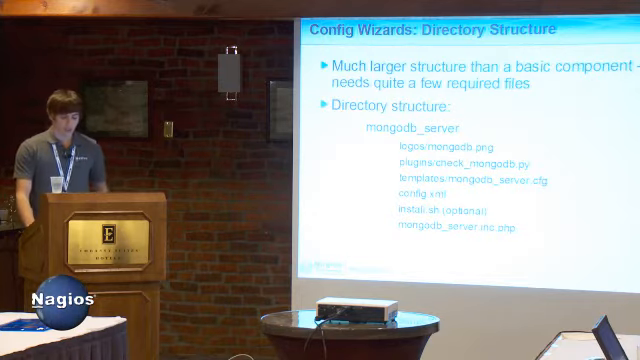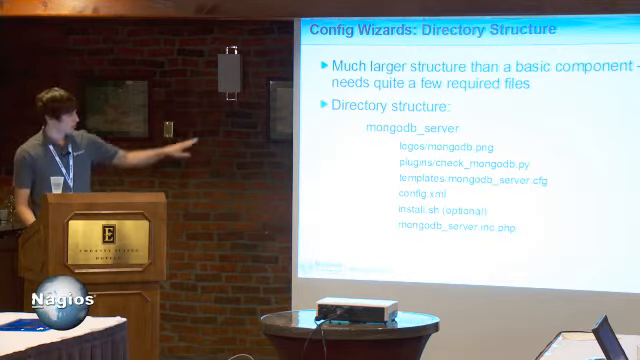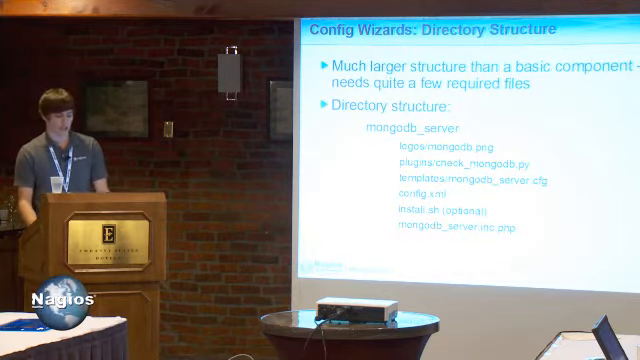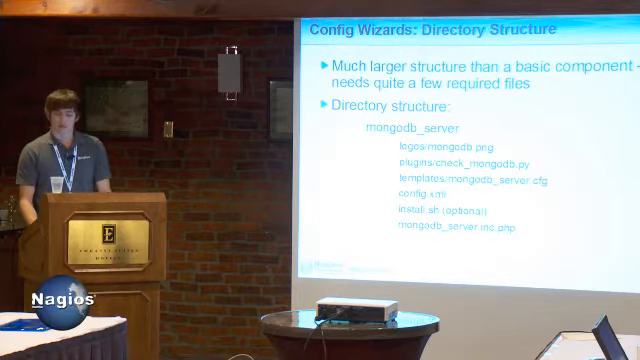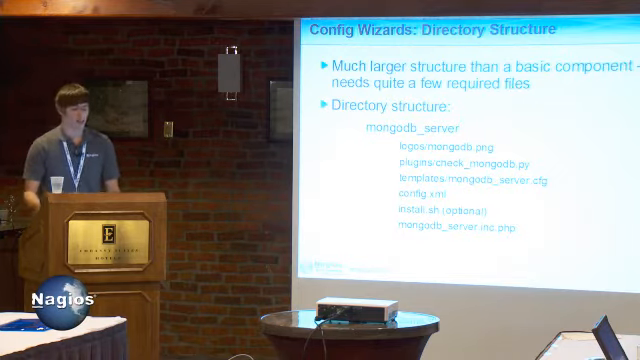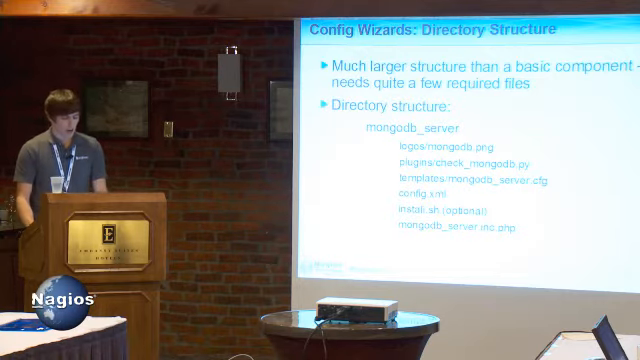For templates, MongoDB_server, it should be named the same as your config wizard, and it's going to be a .config. It's actually just a few lines of template for your core config, and your config.xml is going to be just a few lines of XML that's going to tell XI what these things are. So it's going to tell XI where the logo, the plugin, and the template are.